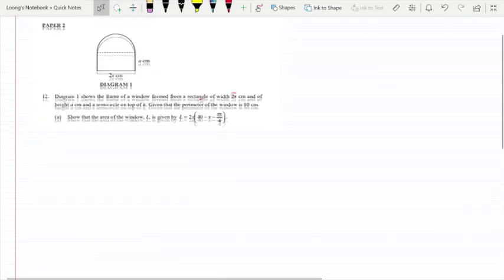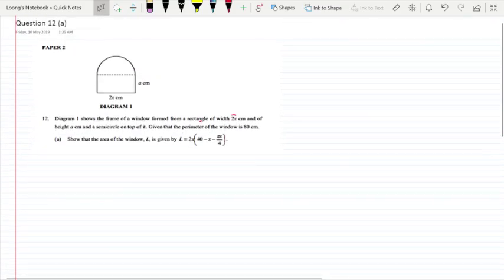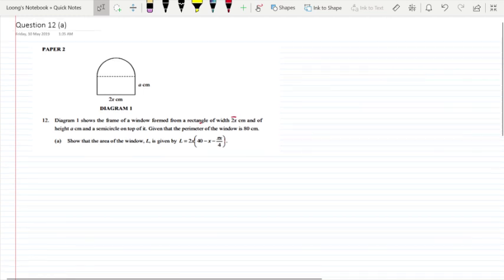And now we'll be looking at question 12 of paper 2 of the differentiation topic. As you can see here from diagram 1, this question shows a window formed from a rectangle with a width of 2x and a semicircle on top of it, and the perimeter was given as 80 cm. The question asked us to show the area is equal to this one.